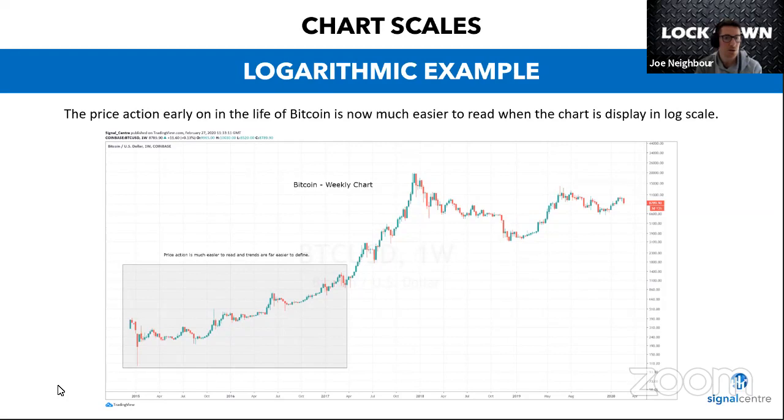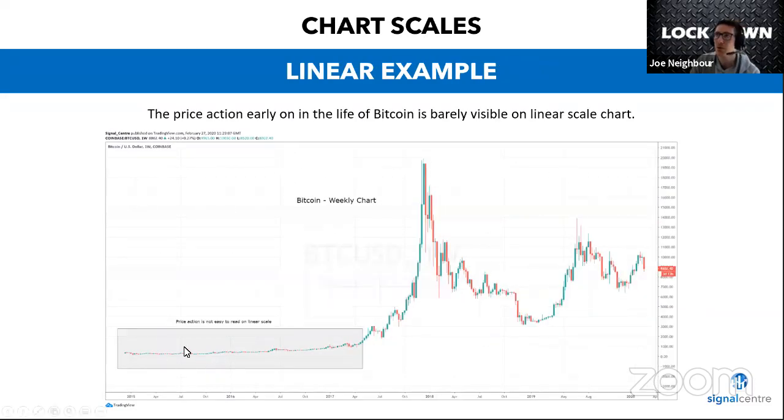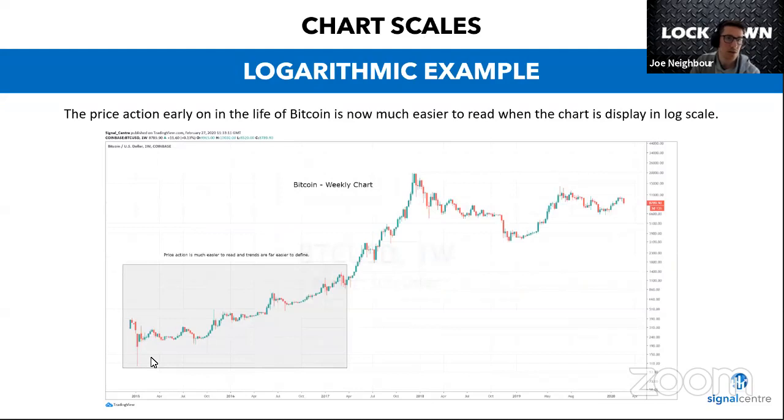Now, logarithmic scales are very useful for a longer term perspective. That same grey box that we showed on the previous slide is exactly the same price action as we see here on this log scale chart. As a technical analyst, the price action is now much easier to read and the trends are far easier to define. So clearly in this instance, using a log scale chart is far more preferable for a technical analyst, particularly over longer term charts.